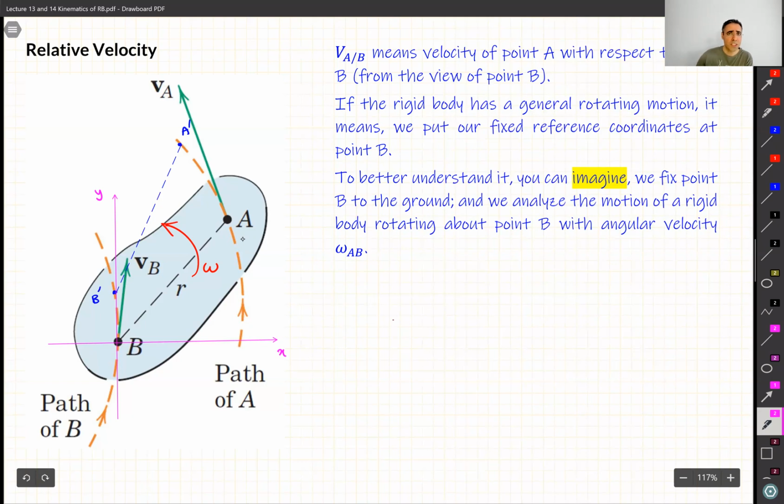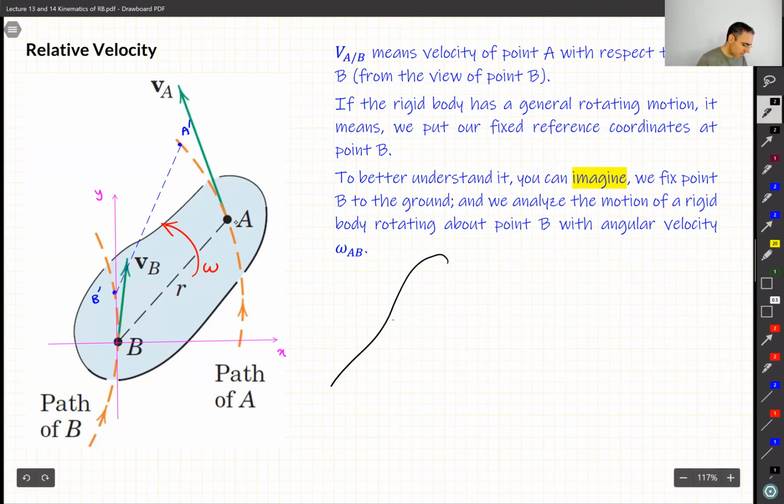It's not going to change. AB is on a rigid body. We draw a line on a rigid body, so R is not going to change. But A is moving, so what point B is seeing is that A is moving in a circular motion, on a circle, right? In other words, I can visualize or imagine that this is the scenario.